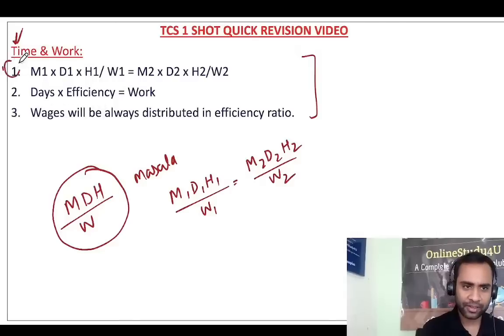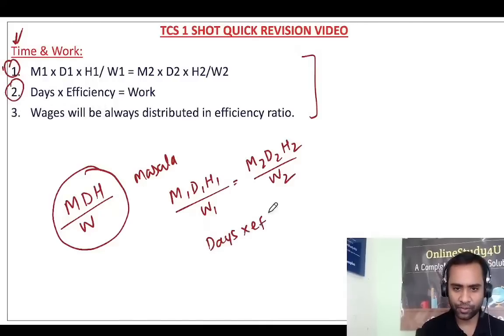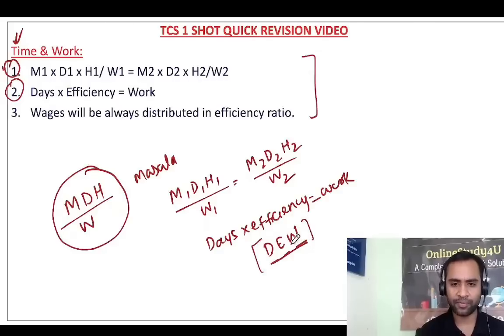The second formula is days into efficiency. So days into efficiency will be equal to work. Sir, how do we remember that? Mountain Dew. Days into efficiency is equal to work. Mountain Dew, Darr ke aage jeet hai, right?